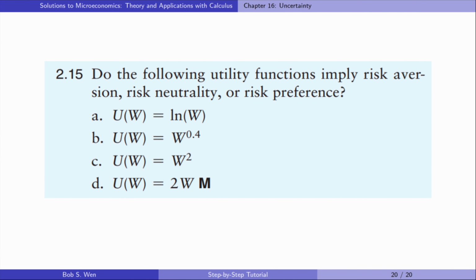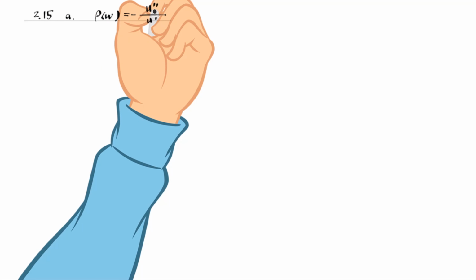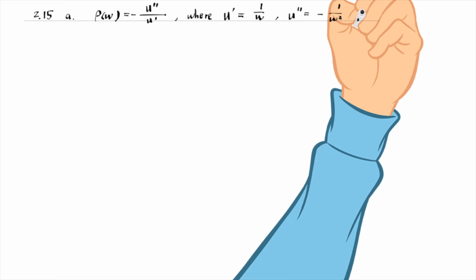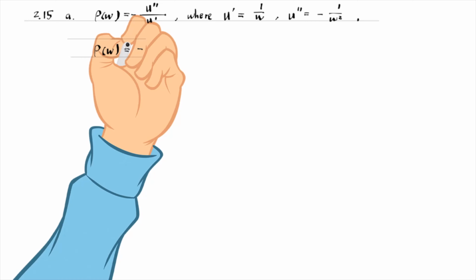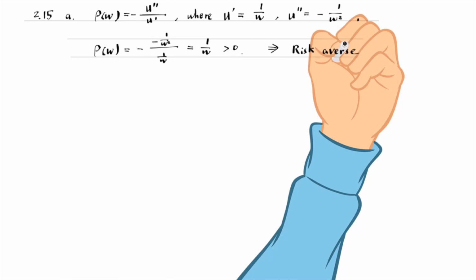Let's solve exercise 2.15. Do the following utility functions imply risk aversion, risk neutrality, or risk preference? We calculate the Arrow-Pratt measure of risk aversion to tell whether the utility functions imply risk aversion, risk neutrality, or risk preference.